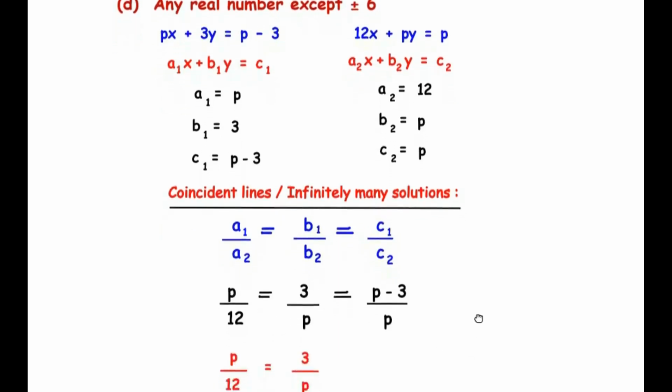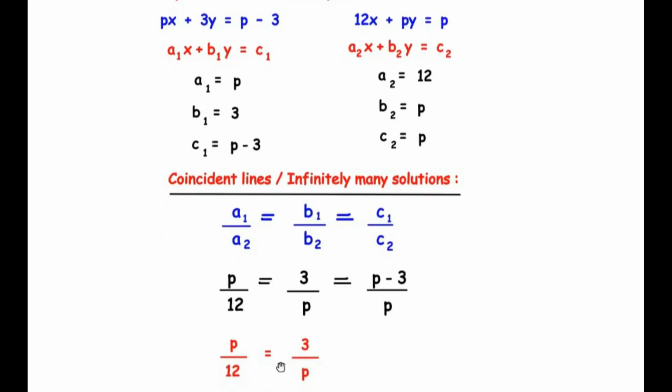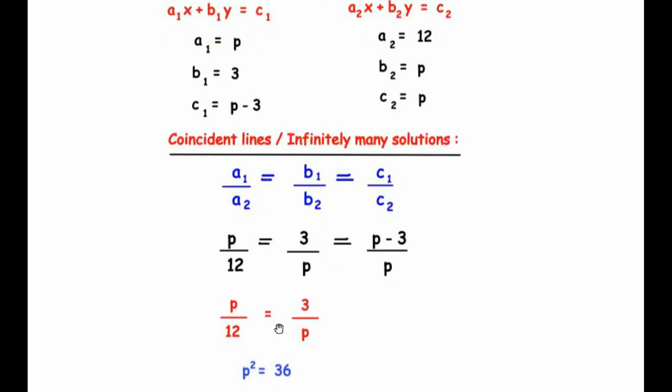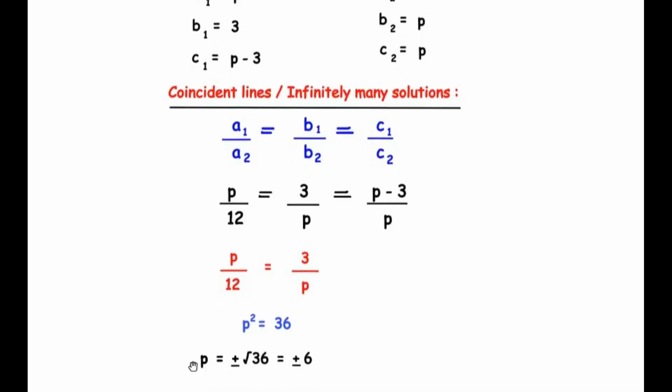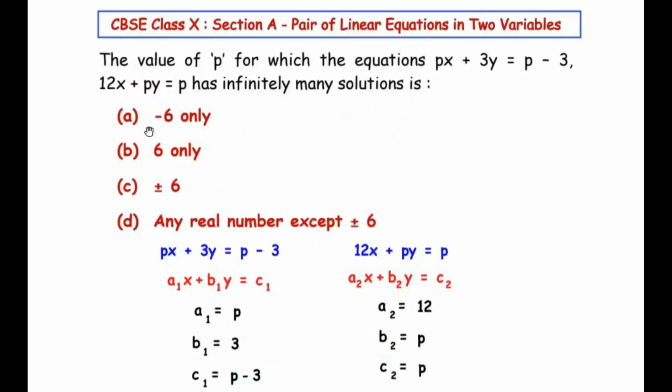So p over 12 is equal to 3 over p. Now cross multiplying we can write p times p gives us p square is equal to, now 3 times 12 gives us 36. Now taking the square on the other side of the equal to sign, we get the value of p as plus or minus square root of 36, or simplifying this we get plus or minus 6. Now here if we look at the options, we have been given the value of p as negative 6 only or 6 only, or is it going to be plus or minus 6, or is it going to be any real number except plus or minus 6.